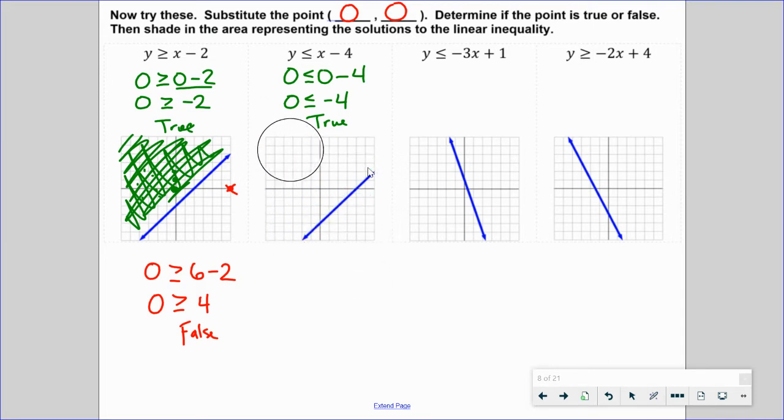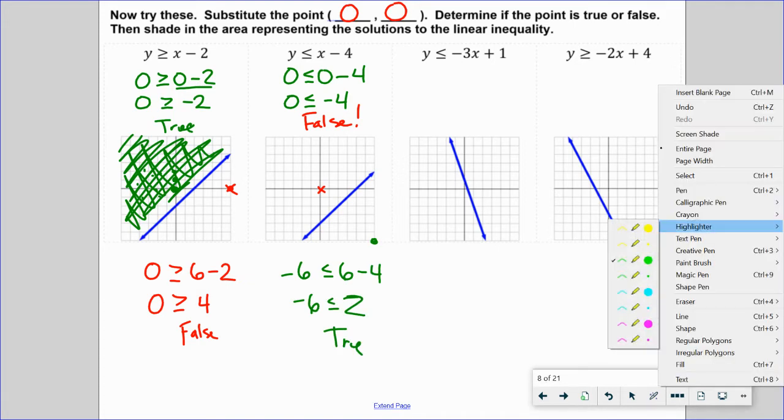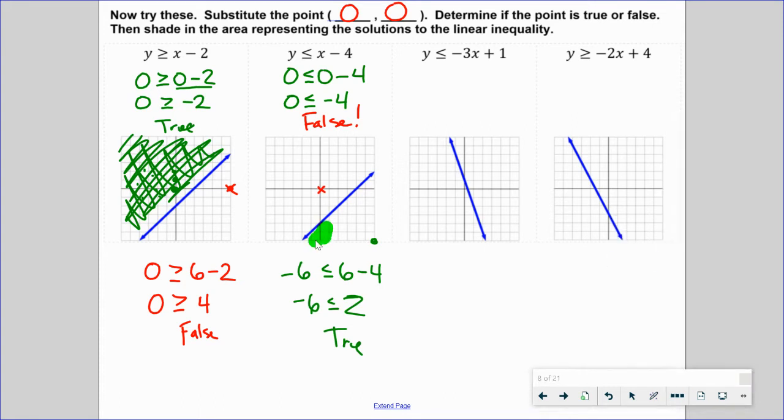So you can see that checking a point on both sides is a wise idea. Hey, guess what? 0 is not less than -4, so the origin does not work. And as you could see, I wish I wouldn't have erased it. I tried the point when x was +6 and y is -6, and that one was true, which means if I were to shade correctly, all the solutions to this are going to be down here.